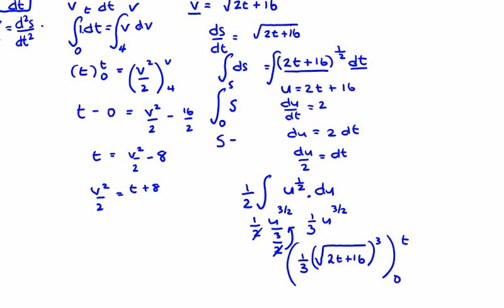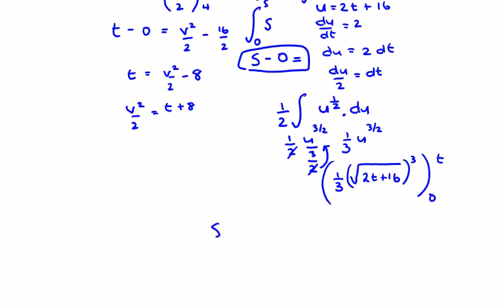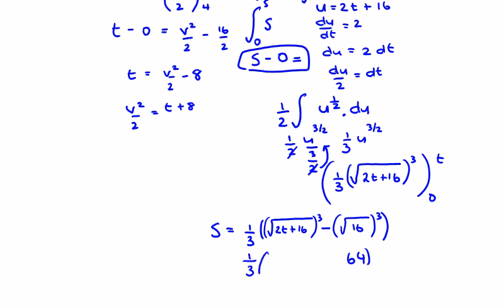And so we're going to get s minus 0 is equal to, I'll just come down here, so s is equal to 1/3 times, so if we put t in, it's going to be the square root of just 2t plus 16 to be cubed, minus, the third is outside, so just the square root of 16, which is 4, to be cubed, which is 64. So I don't think it tidies up any better than this. s equals 1/3 the square root of 2t plus 16 to be cubed minus 64.